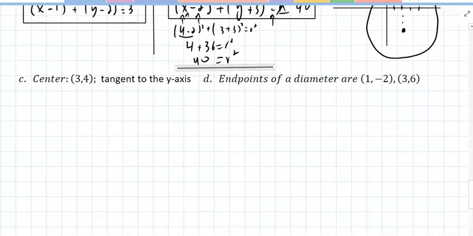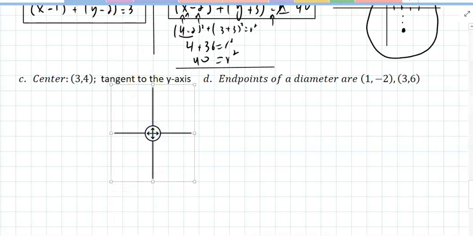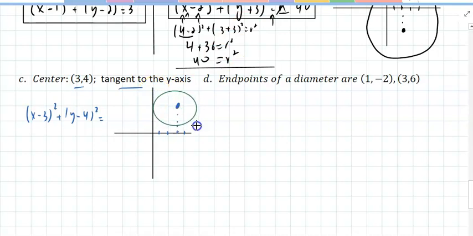Now, how about this following problem? Again, they're not asking for a graph, but a rough sketch. It says the center, well, I know it's going to be x minus 3 squared plus y minus 4 squared equal, and how does that work? If the center is at 3, 4, when it says tangent to the y, that means this circle touches the y only at one point. That's what that means. That's what tangent means. It touches only at one point.